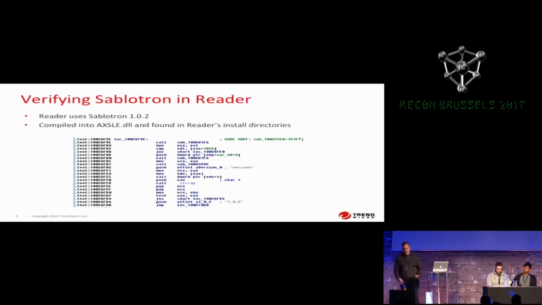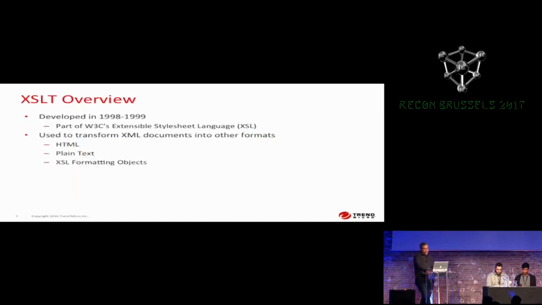Now, if you don't believe us that Sablotron is actually being used in Reader, well, you can actually see the licensing information in the product. They show the fact that they are integrating that product, and it actually exists in axsle.dll. And we pulled the version information from the code, and you can see it on the screen here. It's actually using version 1.0.2 of Sablotron. And so this is just proof that it is actually integrated into that DLL.